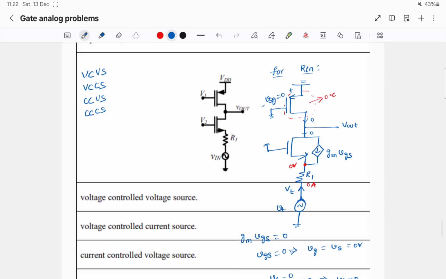It is not like here the input is voltage and the output is voltage, so it will be VCVS. It is not like that. We have to find out the input and output impedances. So we know that for a MOSFET the small signal equivalent is this. GM times VGS, the current will flow from drain to source, and this is the gate, and in the gate nothing will flow.